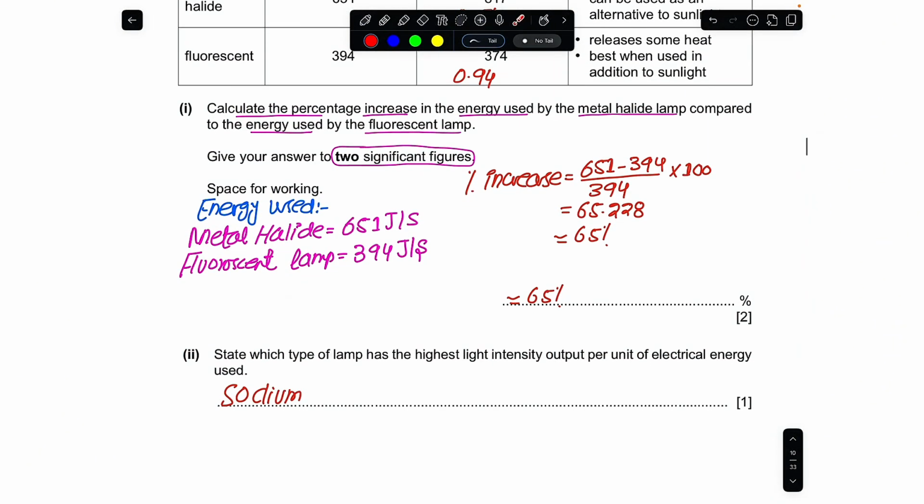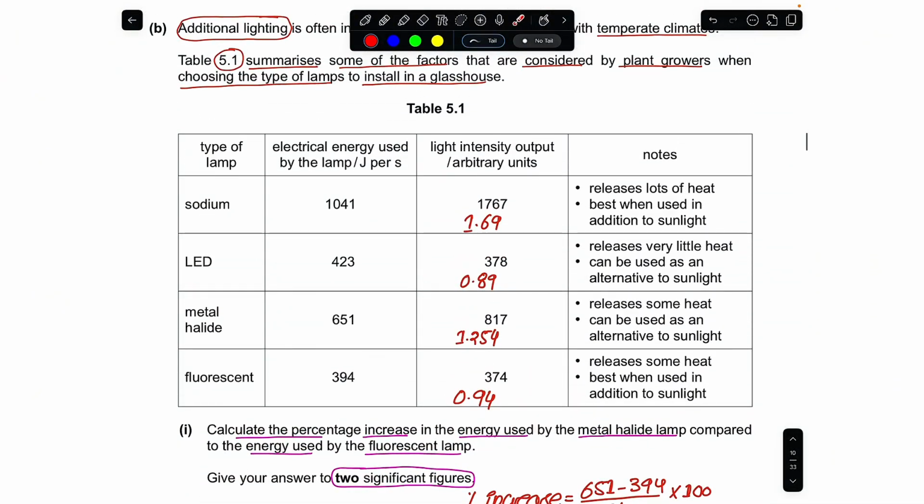And we have to consider which is producing the highest light intensity against the electrical energy used up. So for the sodium, against 1041, the light intensity emitted is 1767. Here we have to employ the unitary method. So simply, against 1041 joules per second, the light intensity is 1767. So against 1 joule per second, how much would be used? We would divide this 1767 value by 1041 and get an answer.